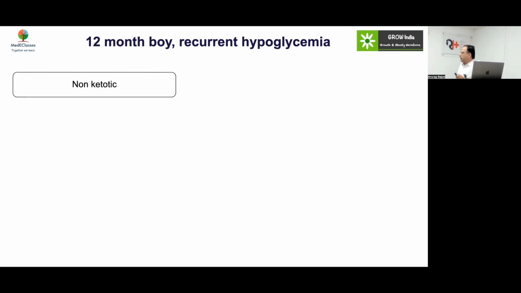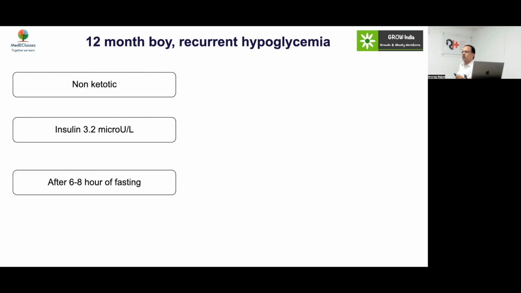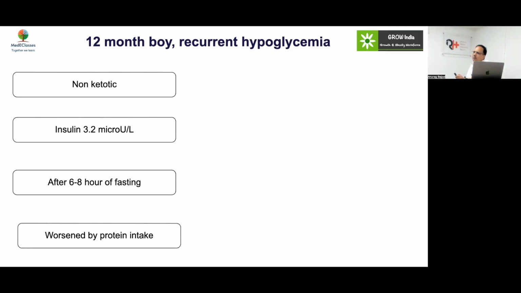12-month-old boy with recurrent hypoglycemia, non-ketotic, insulin is 3.2 after 6 to 8 hours of fasting. What are you looking at? Okay, worsened by protein intake. So whenever he has something heavy, he develops hypoglycemia.